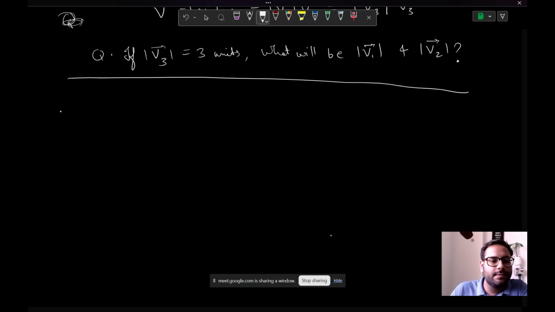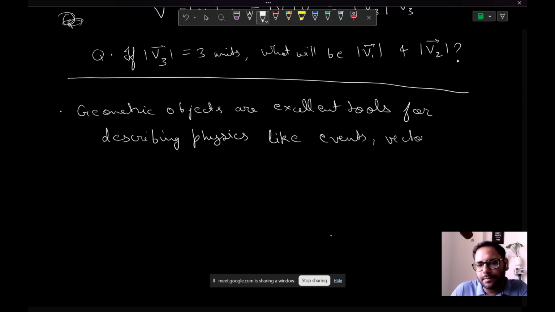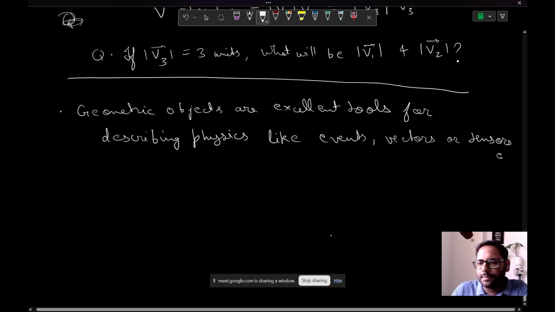So the thing is that geometric objects are excellent tools for describing physics, like events, vectors, or tensors, etc. Okay, what are these geometric objects?